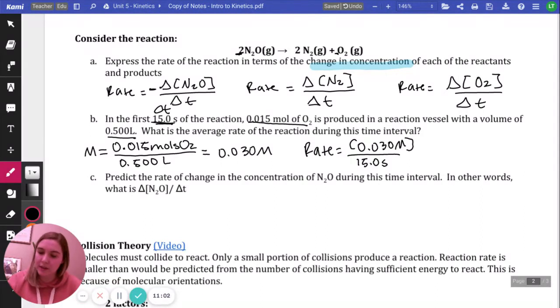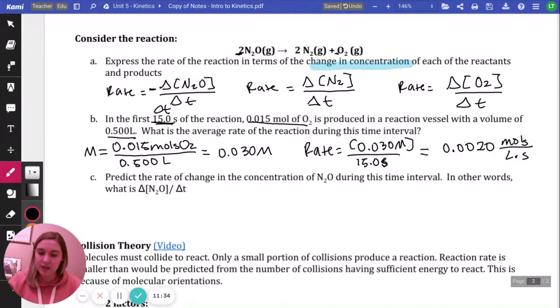All right, so then we'd plug that into our equation. So 0.030 molar divided by 15 seconds. That kind of looks like a 5, but it is an S. And I got that our rate would be 0.0020 moles per liter per second. So remember, molarity is moles per liter there. So moles per liter per second. All right, and that would be our rate of formation of oxygen.